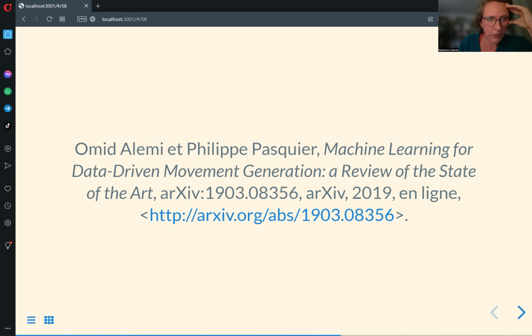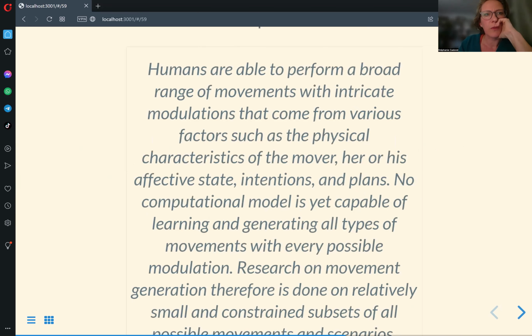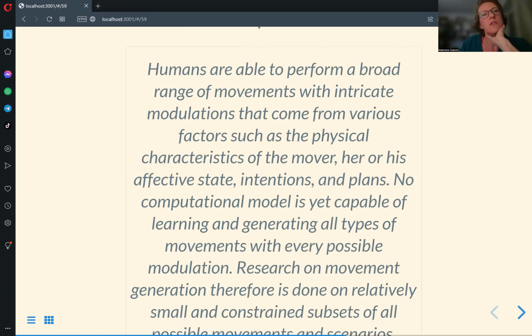So the following citations are from the article on machine learning and data-driven movement generation. Humans are able to perform a broad range of movements with intricate modulation that come from various factors, such as the physical characterization of the mover or his affective state, intention, and plans. No computational model is yet capable of learning and generating all types of movement with every possible modulation. Research on movement generation, therefore, is done on a relatively small and constrained subset of all possible movement and scenarios.